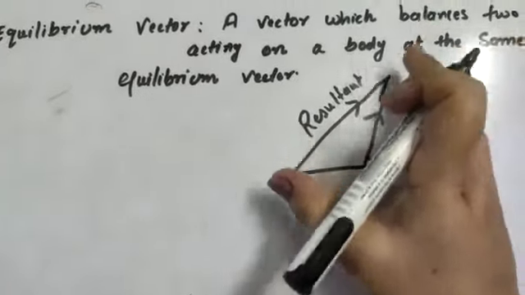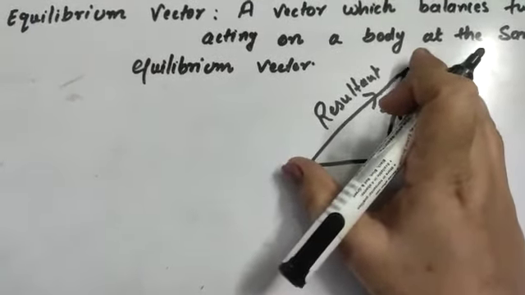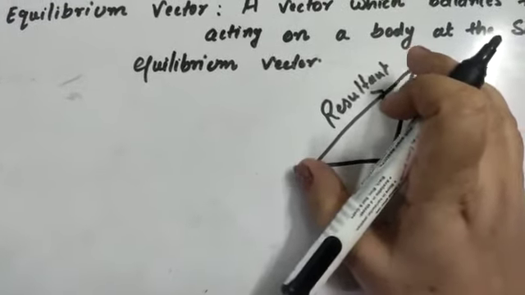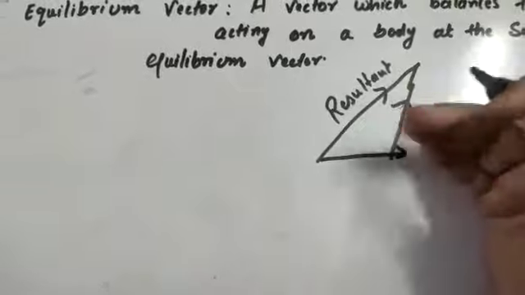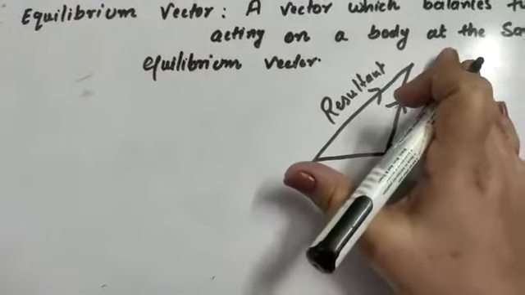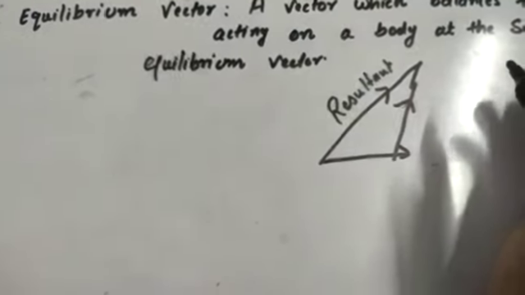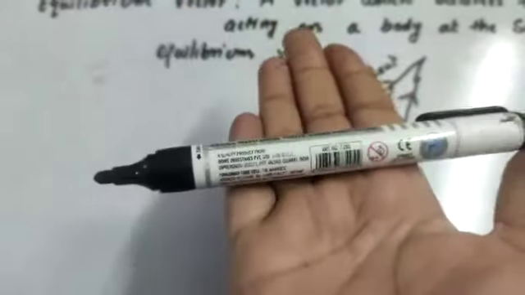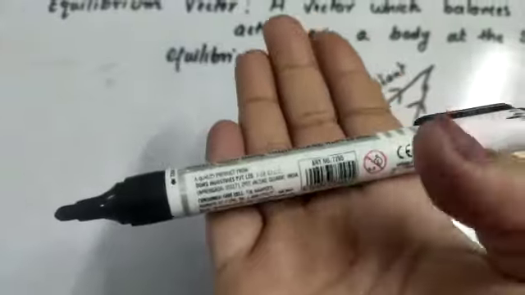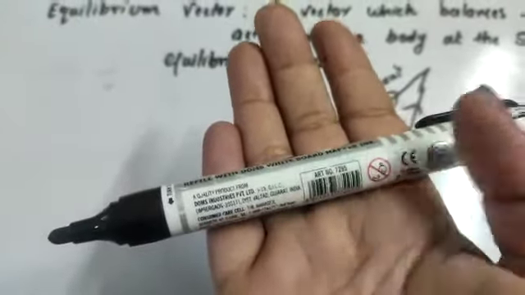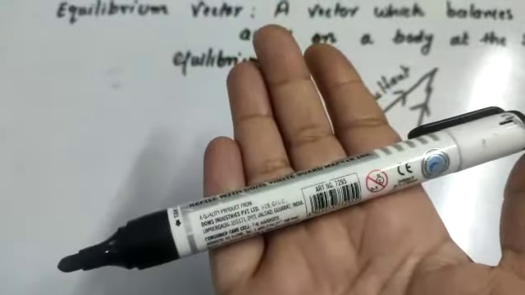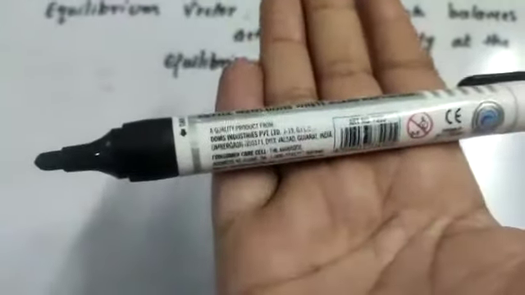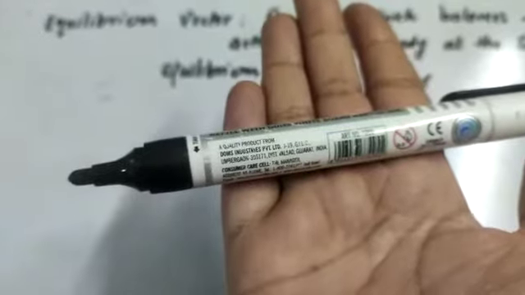So if this is a resultant vector and there is any other vector opposite to that, in that case the effect will be zero, and that condition is called the condition of zero resultant. For example, if I hold this pen in my hand in a balanced position, one force is the weight of this pen acting downward, and the second force is the reaction of my hand in the upward direction, which is at least equal to the weight of the body.